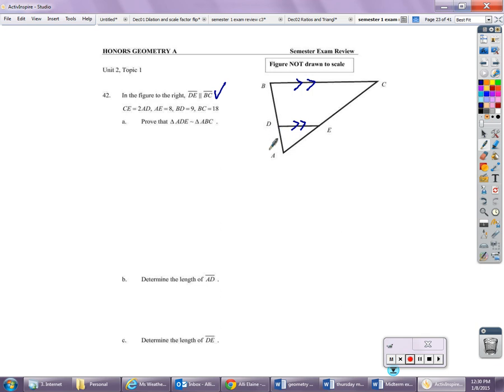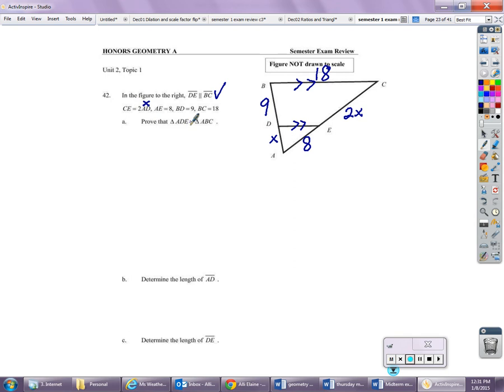Alright, so if AD is X, then CE is 2X. So look, I just made AD X. We don't know it. So CE would be 2X. They did tell me AE. AE is 8, so I'm going to put an 8 there. BD is 9, so I'm going to put a 9 there. And BC is 18, so I'm going to put an 18 right at the top. Alright. So there's the setup of the problem.